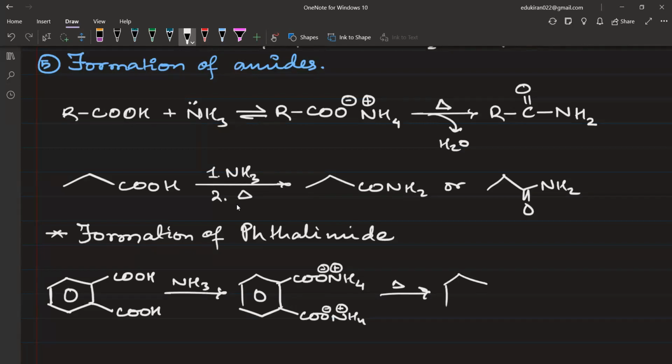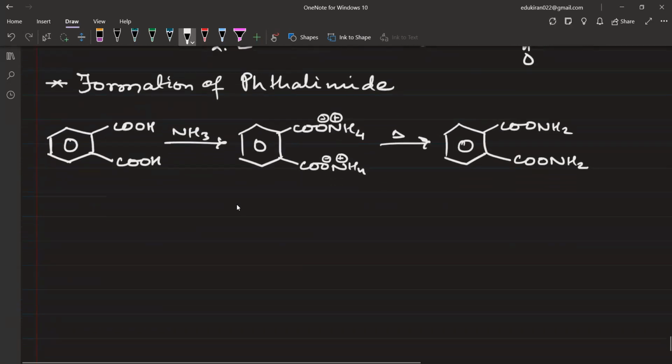you will get CONH2, CONH2. Then again, on extreme heating, ammonia leaves. What comes out first here? Water, and then ammonia. So 1 hydrogen atom from here and the complete nitrogen and 2 hydrogens from here.